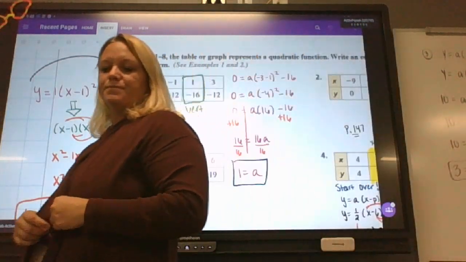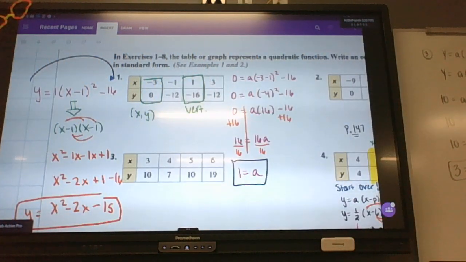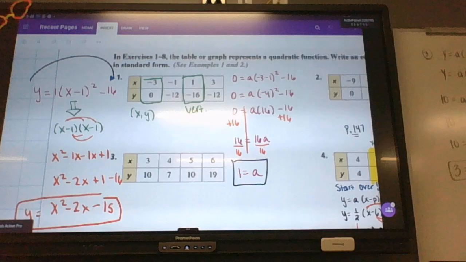It represents if there is a stretch or shrink in that parabola. Oh, so it still does the same thing. Yeah, a is always a. There isn't one for that. That's a whole different thing, that's for today.